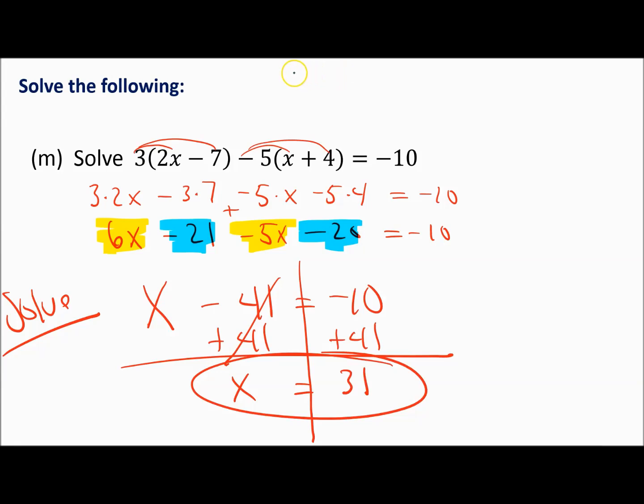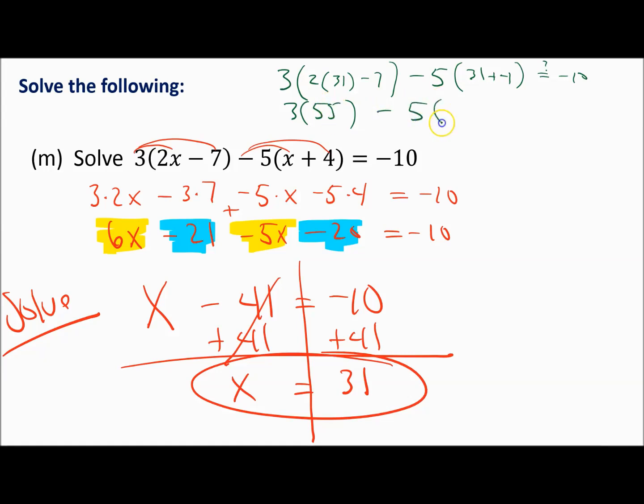Now to check it, 3 parentheses 2 times 31 minus 7, close out the parentheses, minus 5, and then 31 plus 4, equals negative 10. We're trying to see if this is true. So I'm going to work in the parentheses first. I'm going to do a few steps in my head. Like first I'm going to do 2 times 31. We know that's 62. And then 62 subtract 7 is 55.